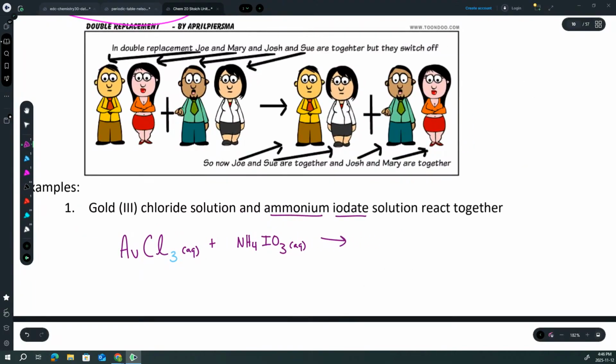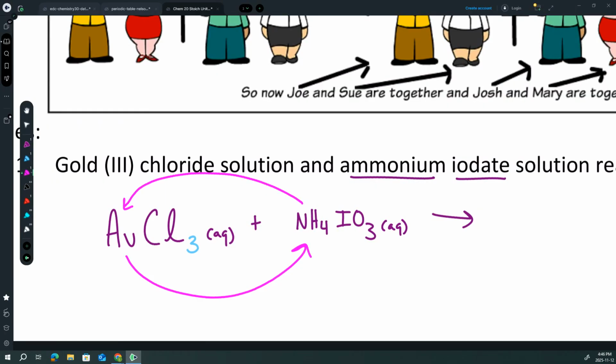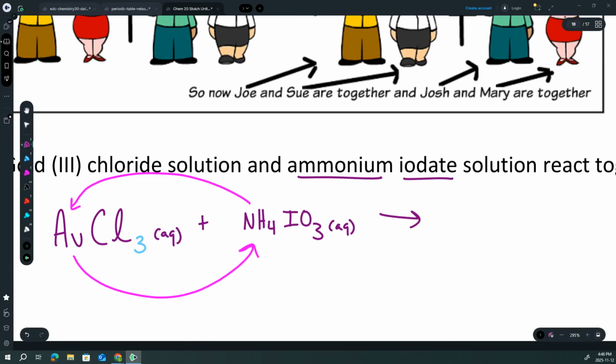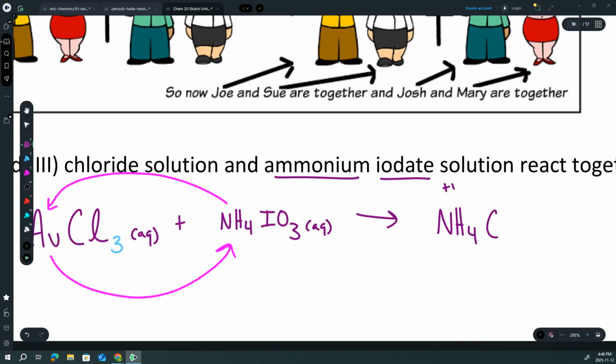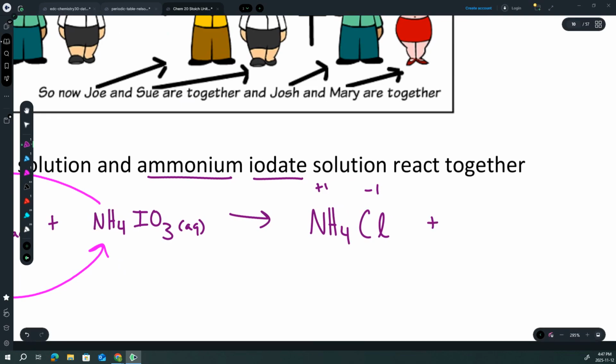So they react together. Okay, we need to predict products. Again, I like to just consider it as positive switches out with positive. So gold is going to switch spots with ammonium. That's what's happening here. So ammonium, again, likes to have that +1 charge. We have chloride, and the 3 doesn't stick around. The whole purpose of subscripts is just to balance the compound. Because chloride likes to have a -1 charge, this is already balanced. I will worry about the state later.